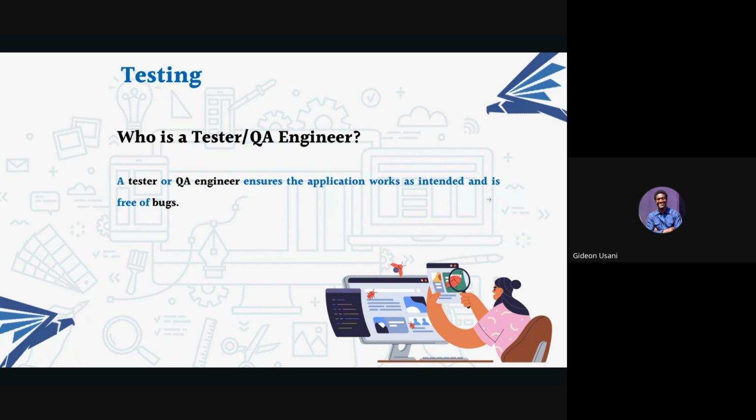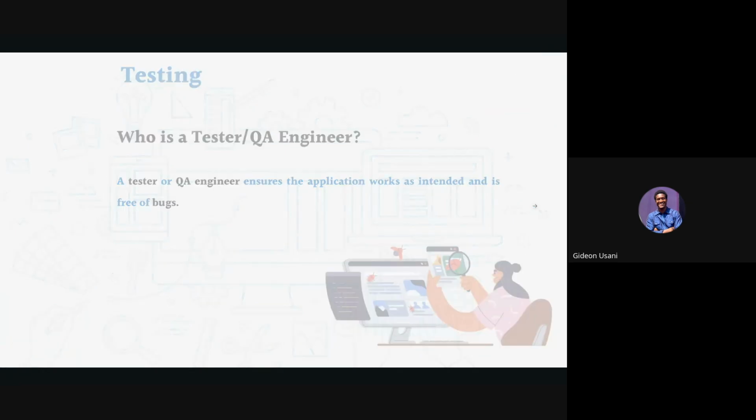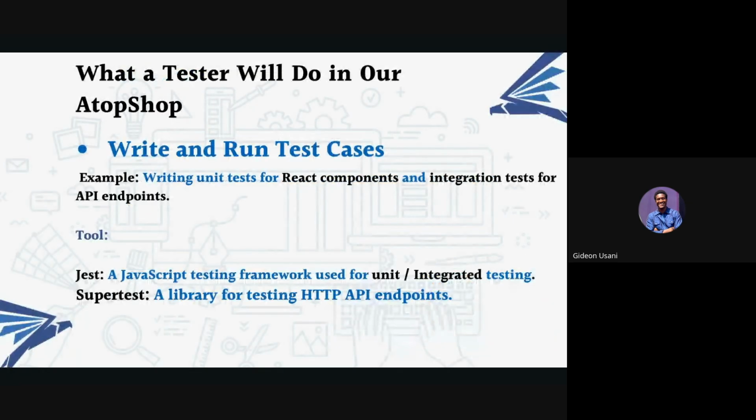When we say a tester is checking if the application is working as intended, we can use the example of adding to cart. When a user clicks the add to cart button, we are going to check if this is functional and if the front end is properly communicating with the back end. To explain the word bug, in the case where this is not functioning properly, we call that a bug, right?